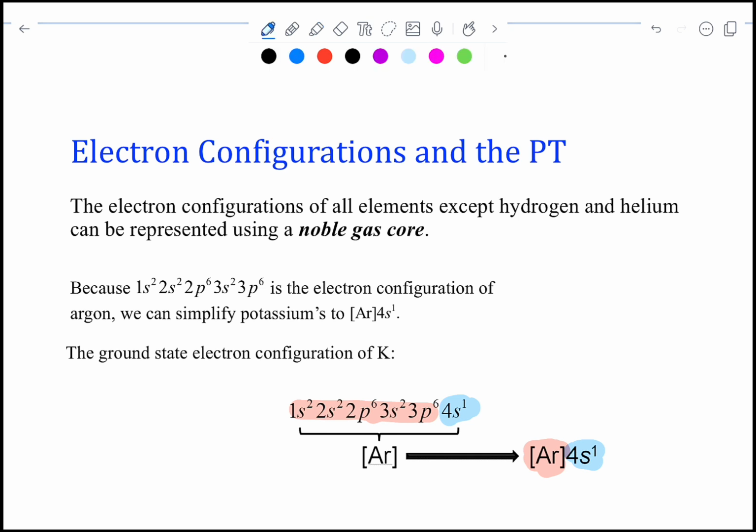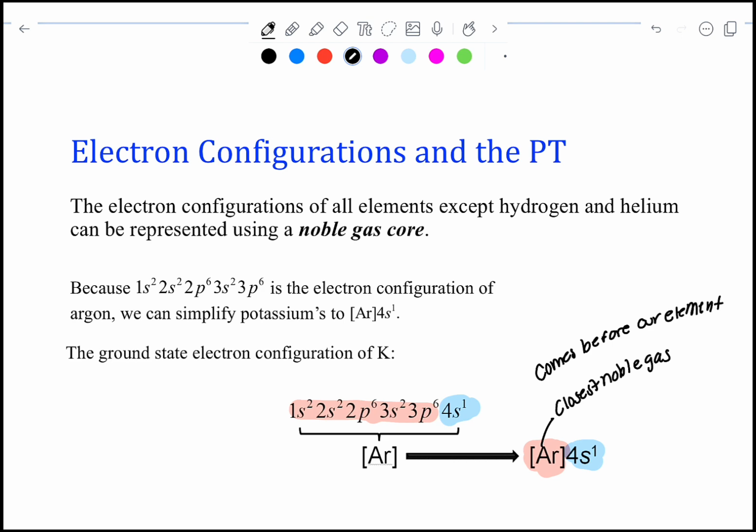So whatever noble gas is closest to our element on the periodic table is going to be our noble gas core. That's the maximum number of electrons that our element has in common with that noble gas. Okay, so if you look on your periodic table, the noble gas that comes before potassium is argon. So I should say the noble gas that comes before our element.